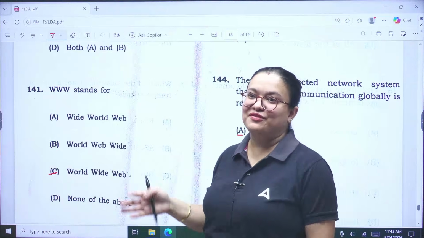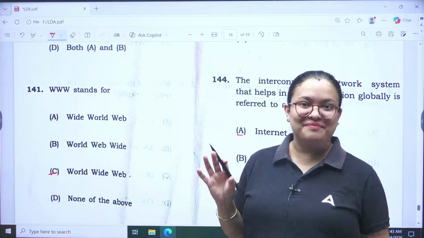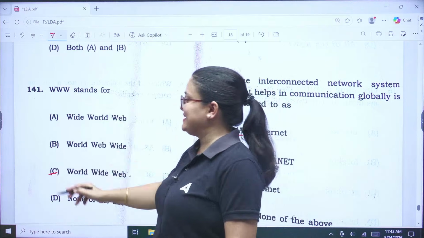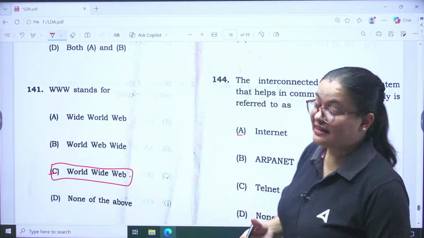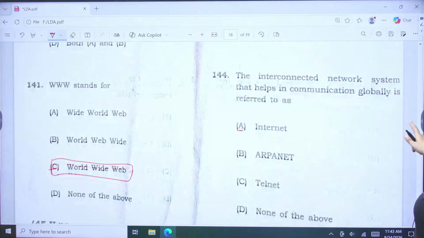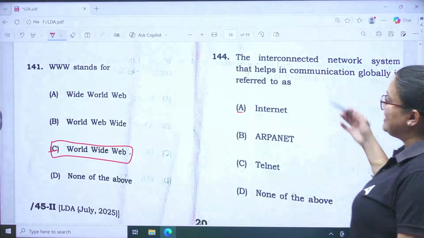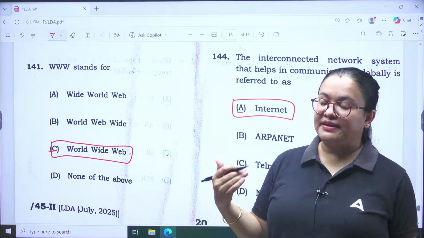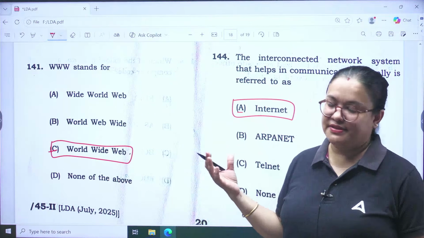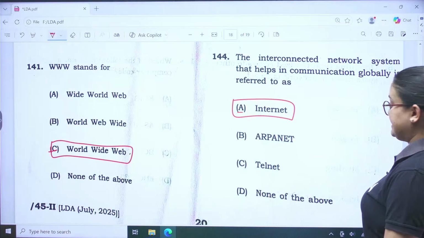Next, WWW stands for... Last class I told you who first started WWW. So it is very easy. It is World Wide Web. The next question may ask who started this. Okay. Next, the interconnecting network system that helps in communication globally is known as... So you can connect everyone with the internet. You can connect to a distant person also with the help of the internet. So the answer is internet. Next question.